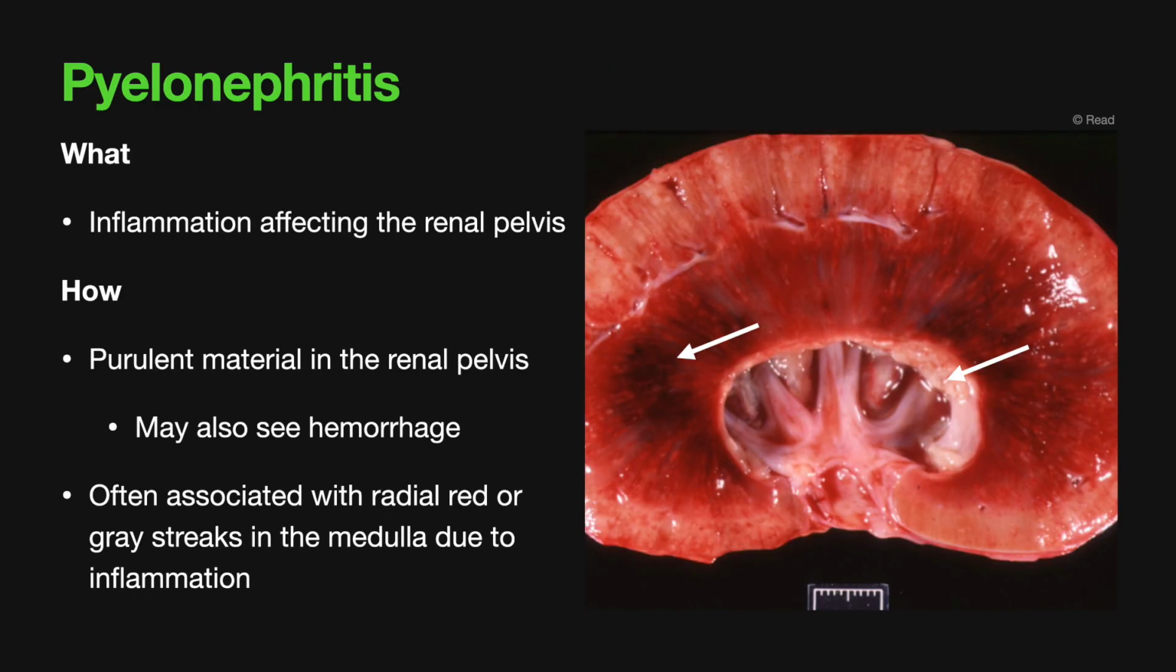Pyelonephritis is inflammation affecting the renal pelvis, resulting in purulent material accumulating within that area. You may also see hemorrhage within the renal pelvis. In the renal medulla, you can often see radial red or gray streaks due to inflammation.